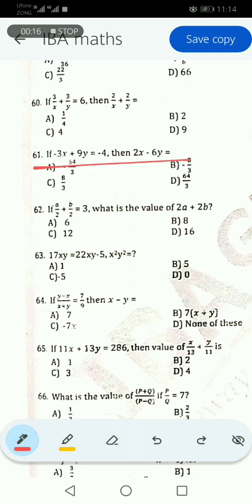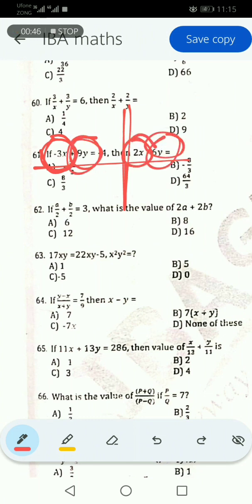If you look at this equation, there are two portions of the question, as we have done in question number 60. If minus 3x plus 9y is equal to minus 4, then 2x minus 6y will be equal to what? Keep one thing in mind: if you are given odd numbers in the first condition, both of the terms odd, and in the second condition both of the terms are even, then you have to first multiply and then divide.